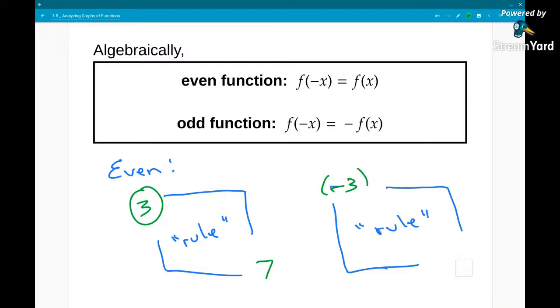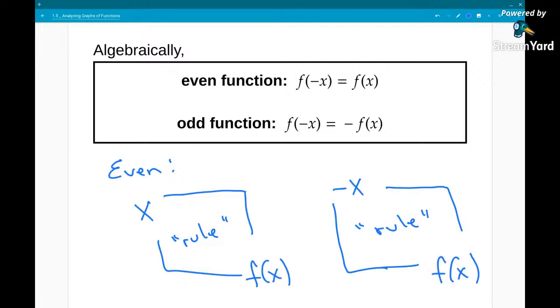And that's what that says, right? That's what this first rule says. If you input x, you get back f of x. If we input negative x and you also get back f of x, right? If you input this, but you're still getting back that, it's an even function.